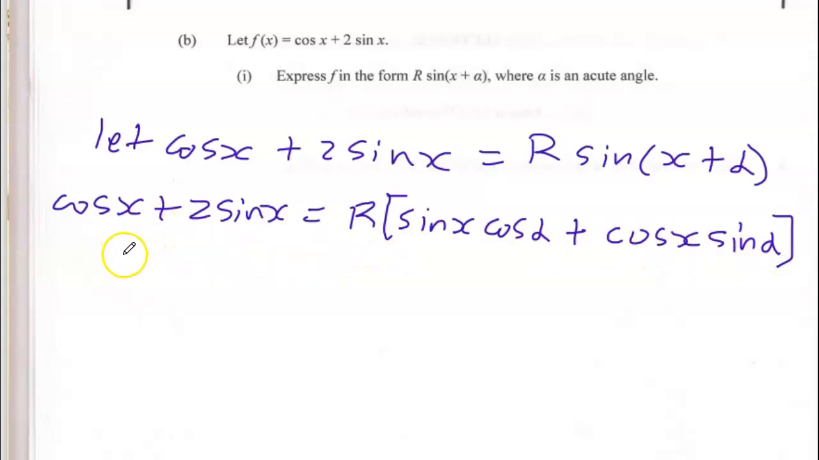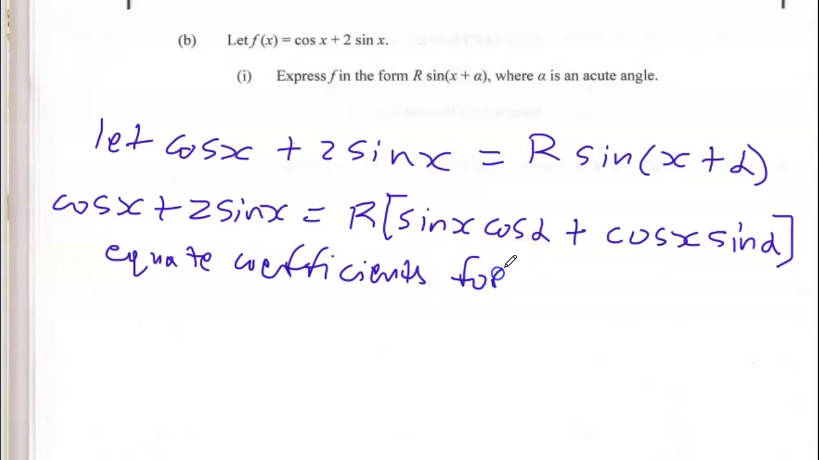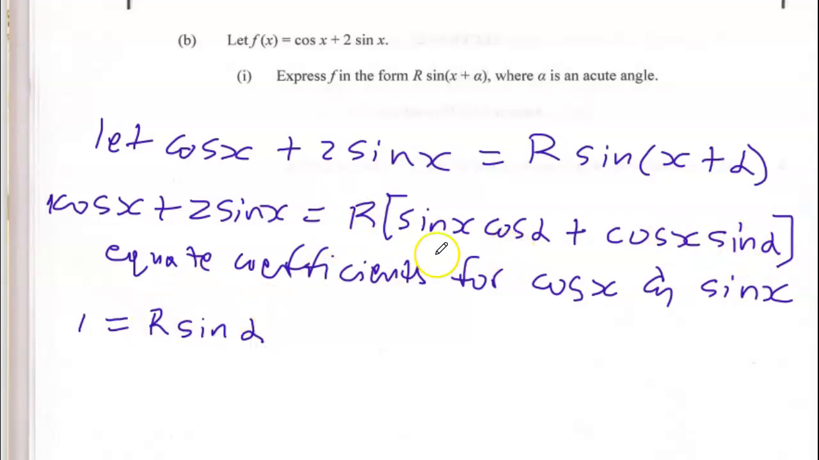So we compare the coefficients of cos x and sin x. For the cos x on the left hand side it's 1. And on the right hand side, what's beside the cos x? Sin alpha. And don't forget the r, so it's r sin alpha. The coefficient for the sin x on the left hand side is 2, and on the right hand side for sin x we have cos alpha, and don't forget the r outside.